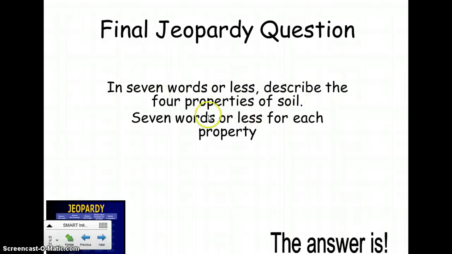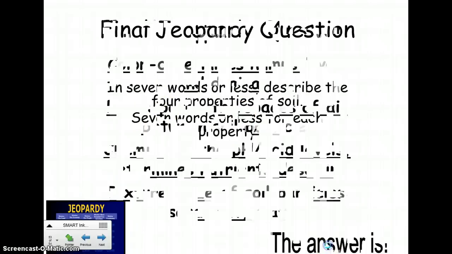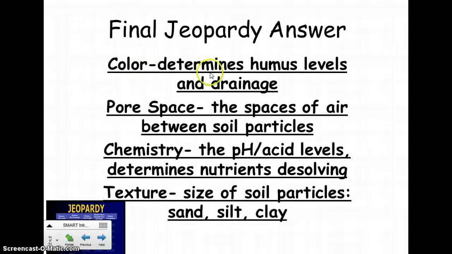And in 7 words or less, describe the 4 properties of the soil. 7 words or less for each property. Color determines humus levels and drainage. Pore space, the amount of space between the particles. Chemistry is the pH levels, and it also determines how fast nutrients dissolve. It should be dissolved with an I there, and 2 S's. I don't know why that's spelled wrong. And texture is the size of the particles. Bigger particles are sand, then silt, then clay.